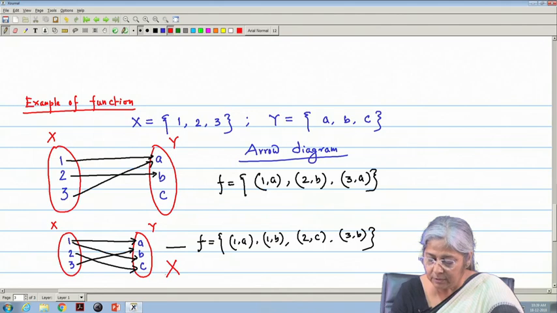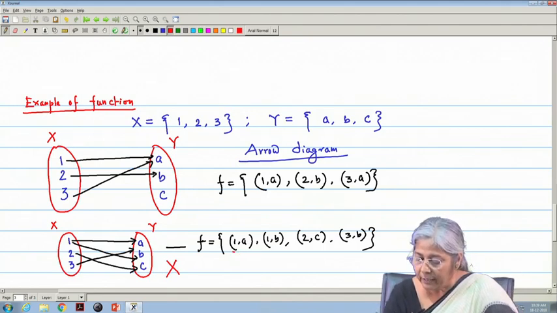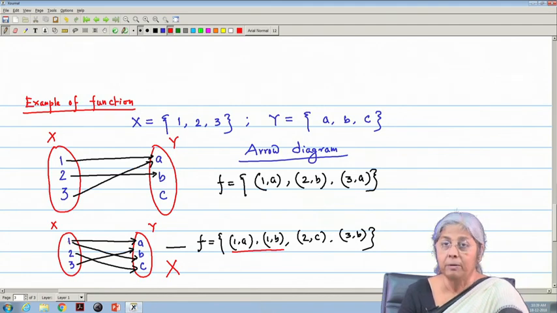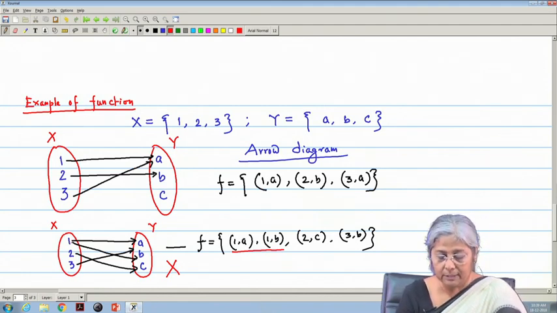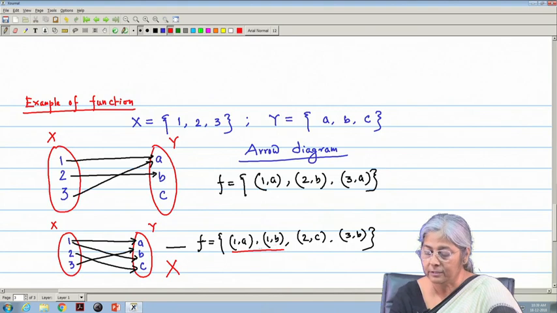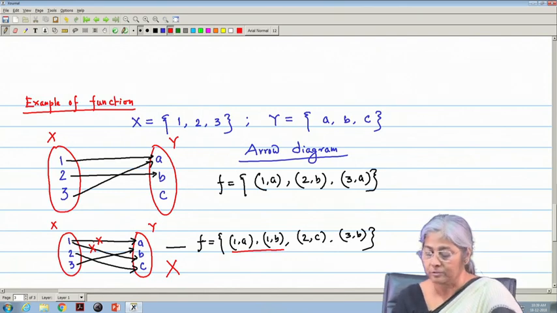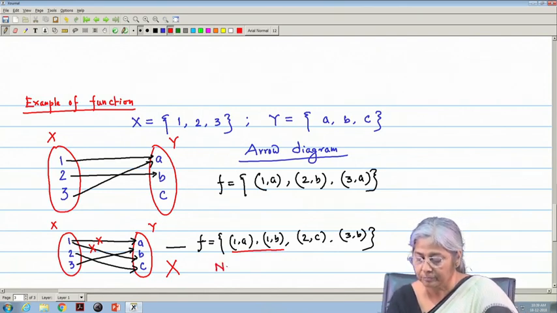Why? See here 1a and 1b, that means it violates the definition of the assignment, because 1 is connected to both a and b. So, for this reason it is not an example of a function.